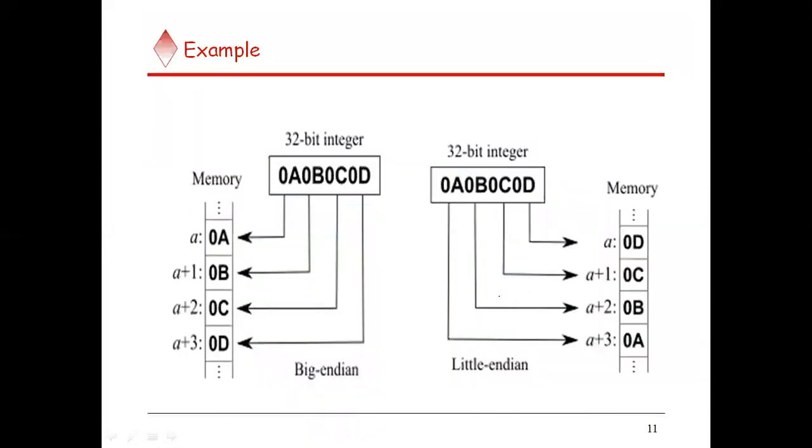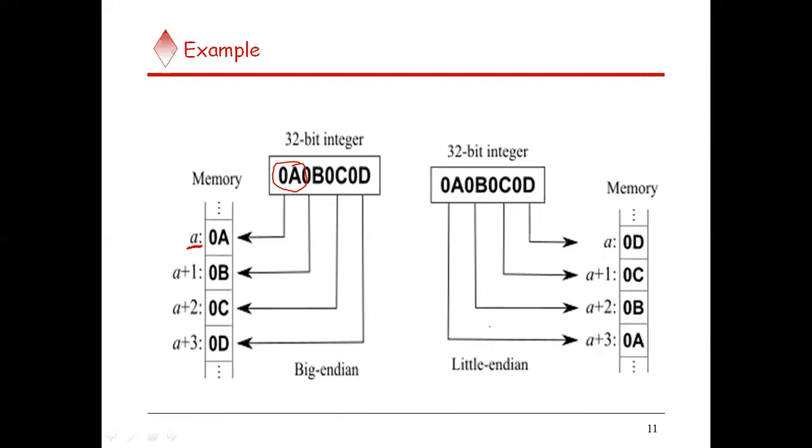Assume that this is the data you are having. So what will happen in big endian? The MSB will be stored in the lower order address. The MSB of this data is 0A, which will be stored in the lower order address A. The next value will be stored in the higher order address, that is A plus 1, and so on. That is called big endian assignment.